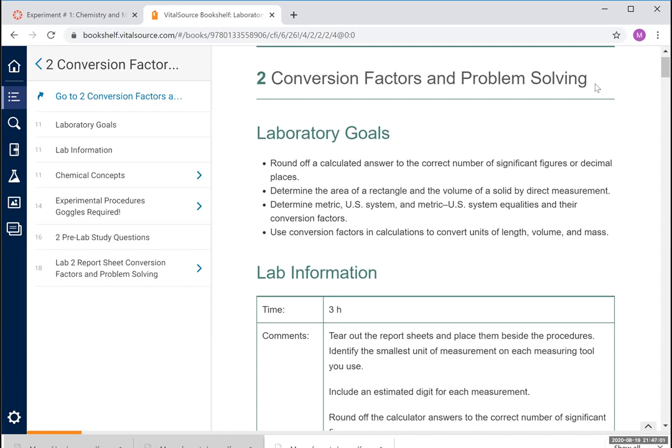And I would always search based on the experiment name. So it's called conversion factors and problem solving. Does everyone see that lab? For the 3rd edition, the not custom one, I see it. Okay, perfect. For students with a custom edition, do you also see this lab? The number may be different, but the name is the same. It's called conversion factors and problem solving.